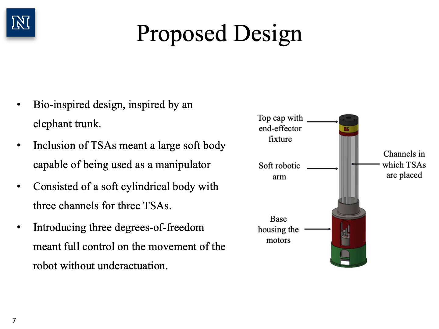The design consisted of a soft cylindrical body held vertically by a base. The body had 3 channels to accommodate strings of the TSAs. The base was used to house the motors of the TSAs. Furthermore, the base was designed such that it consisted of 3 parts. This was done to ensure quick and efficient 3D printing of the base. The top cap attached at the top of the soft body restricted the strings from untwisting.